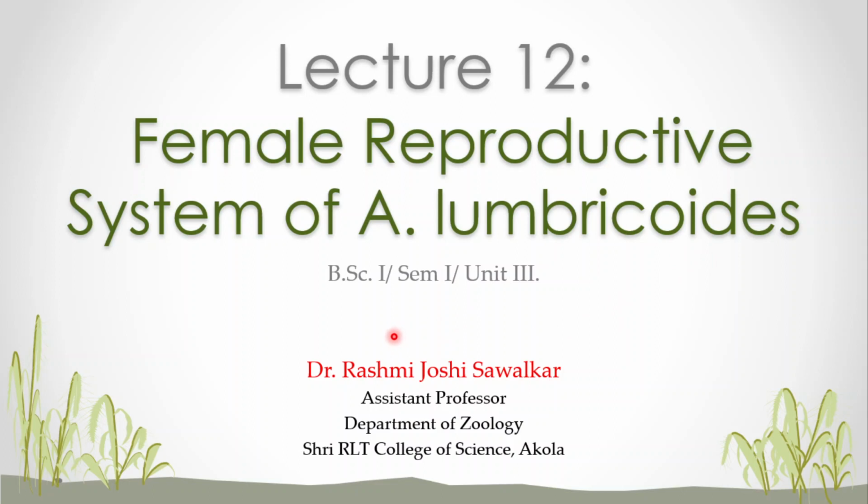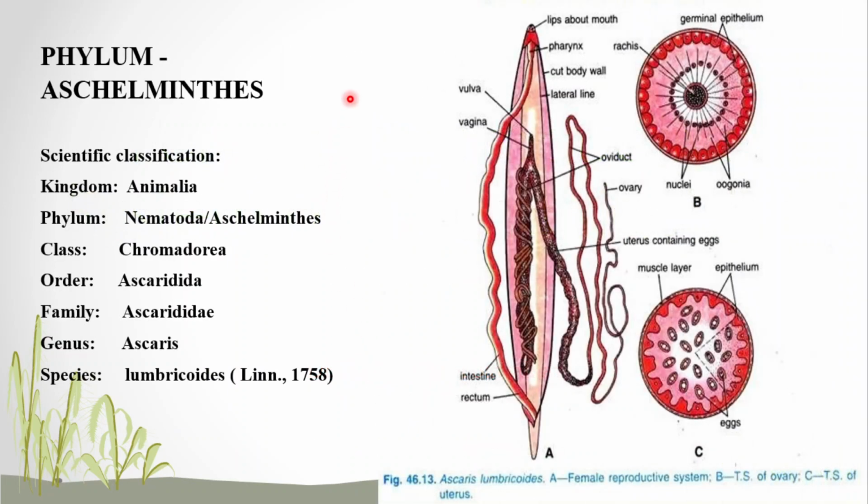So let's see, friends, what are the organs of reproduction in female Ascaris. First we will study the scientific classification of phylum Aschelminthes or Ascaris. Kingdom Animalia, phylum Nematoda, class Chromadorea, order Ascaridida, family Ascarididae, genus Ascaris, species lumbricoides.